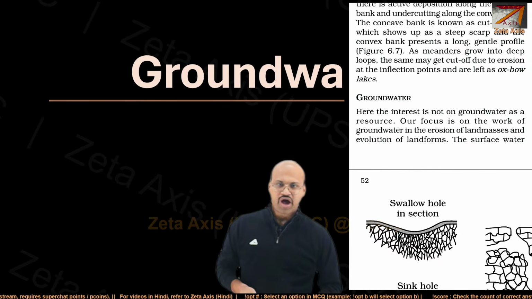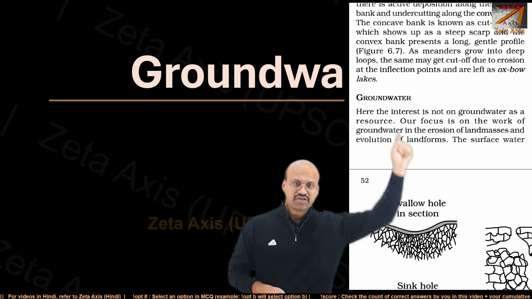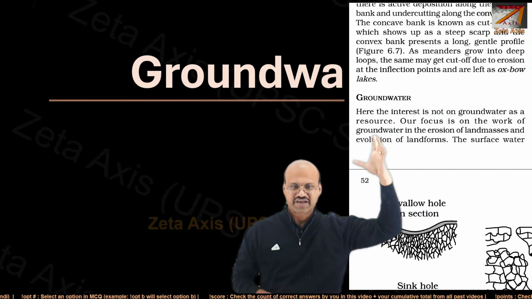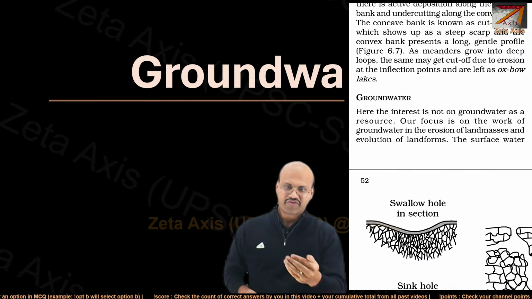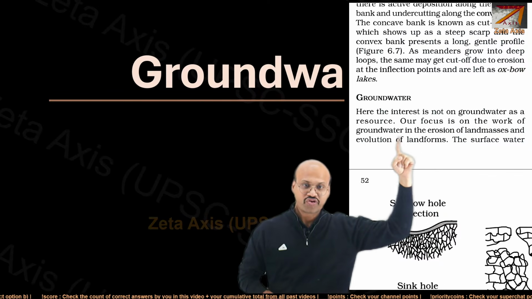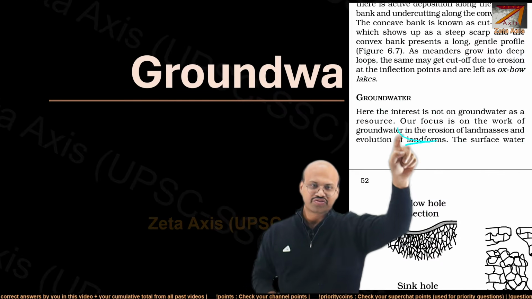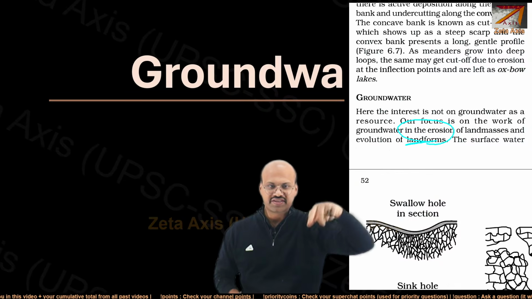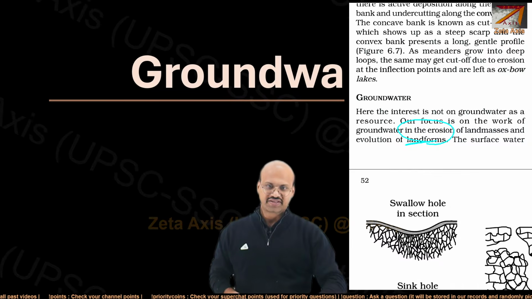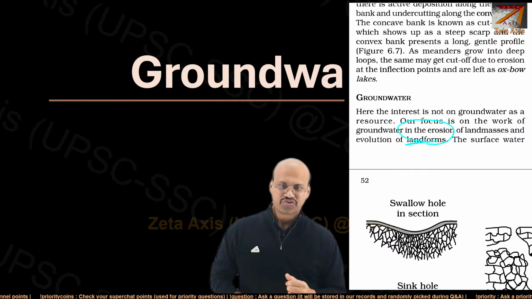In this video we will start with groundwater. So we will see what are the landforms created by this groundwater. So let's start. Here the interest is not on groundwater as a resource. Remember, we are not studying it as a resource, like how much water is available or whether the groundwater level has depleted. Our focus is on the work of the groundwater in the erosion of land masses and the evolution of landforms. So basically we are going to study the different landforms which are created by groundwater erosion. Remember, the groundwater is below the surface of the earth, and because of its presence there, it forms certain landforms. That is what we are going to see here.